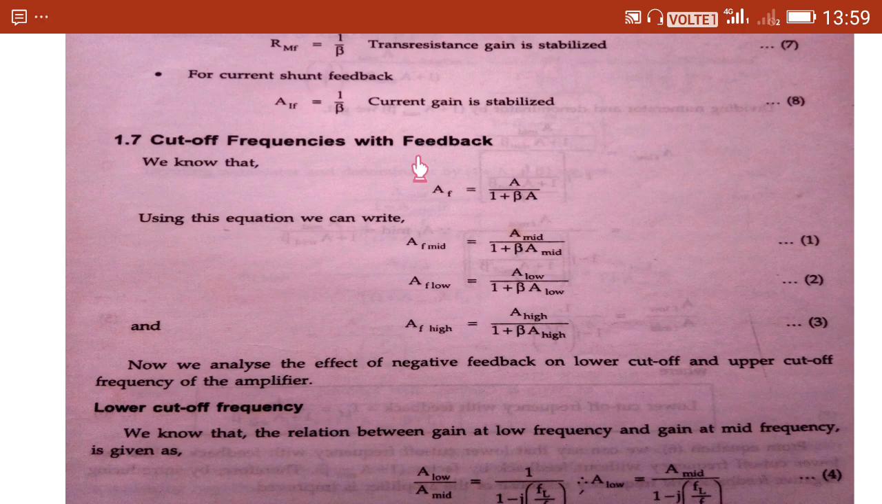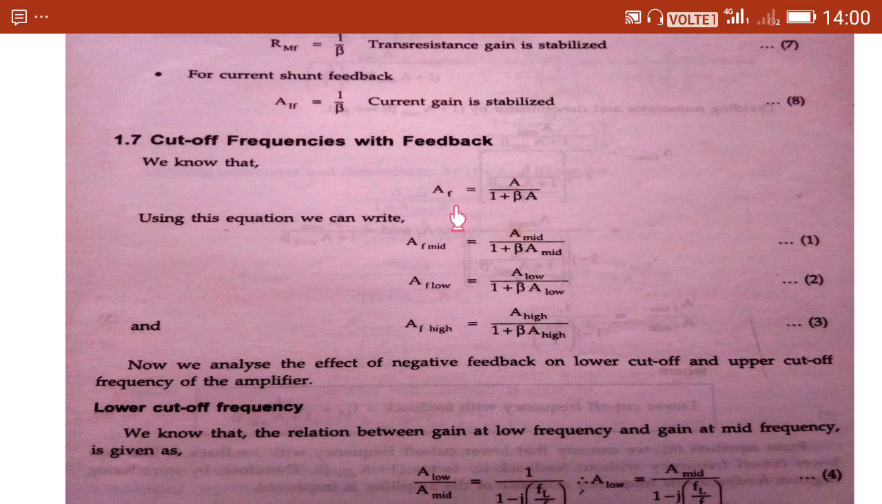For that, first of all, we have to consider the expressions of various gains. What is gain with feedback? Gain with feedback AF is basically A upon 1 plus A beta. Now there are three gains also: AF mid, midband gain; AF low, gain with feedback in lower frequency region; AF high, gain with feedback in higher frequency region.